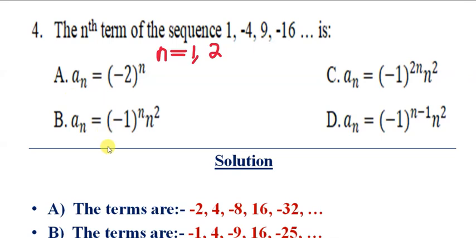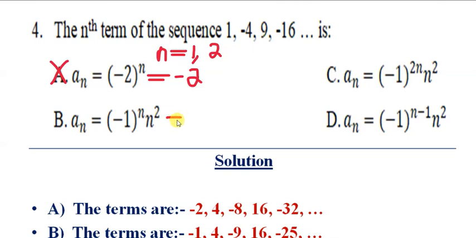Here, as you can see, the terms of the general term indicated in A are -2, 4, -8, 16, -32, and so on. Let us check. When n is equal to 1, -2 to the power of n gives us -2 itself, which is not equal to 1. The first term of this sequence is 1, but this general term gives us -2. Therefore, this cannot be the right general term.